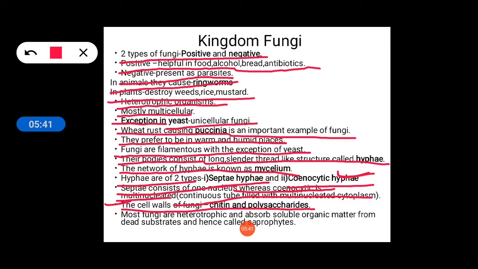It is important. Most fungi are heterotrophic and absorb soluble organic matter from dead substrates and hence are called saprophytes. So, most of the fungi are saprophytes. And what is the meaning of saprophytes? Saprophytic fungi absorb soluble organic matter from dead substrates. What do they do? They absorb organic matter from dead substrates as their food.